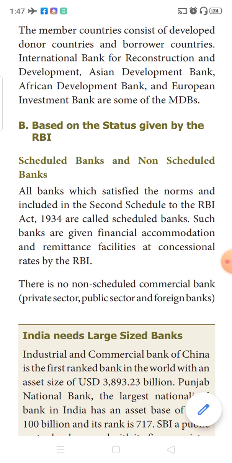Now, such banks are given what? Financial accommodation and the remittance facility, all the concessions are given by the RBI. Next, there are certain banks who do not follow the norms given by the RBI under the second schedule, but they follow the norms to be a bank. They will be doing the functions of a bank, but they will not satisfy the norms prescribed under the second schedule of the RBI Act. Such banks are called non-scheduled banks.